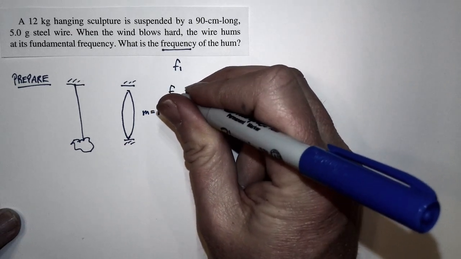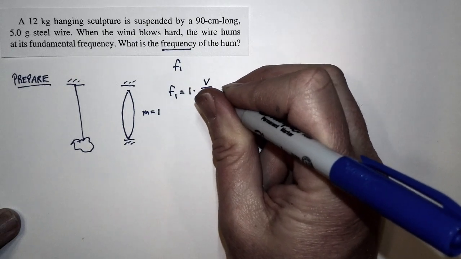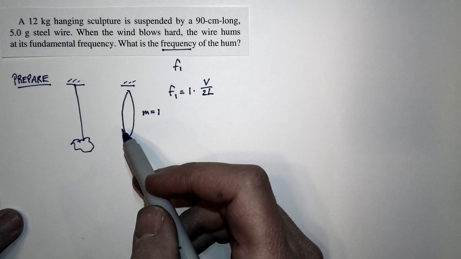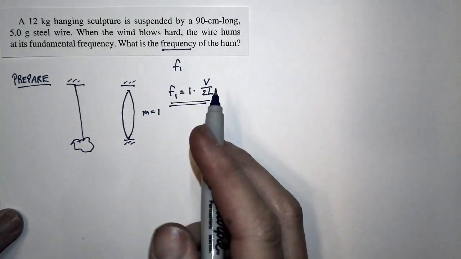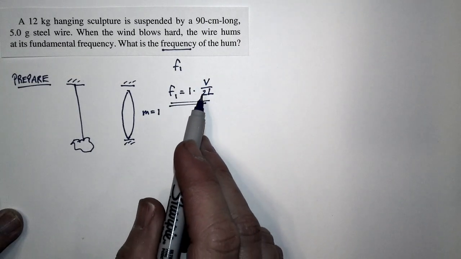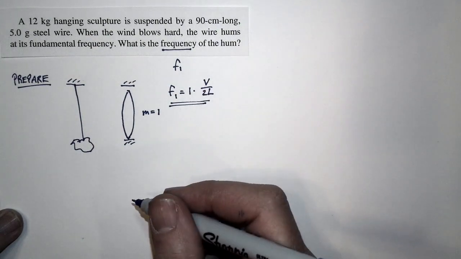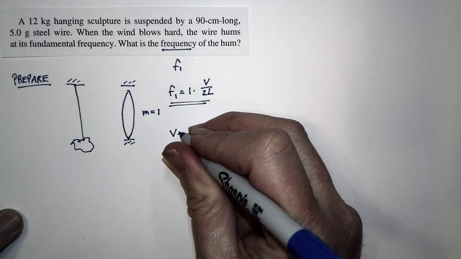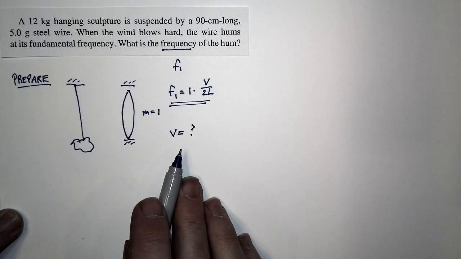It's just this. F1 is equal to 1 times V over 2L. That'll be the frequency of the hum. Now you'll get the other harmonics as well, but this will be the pitch that you perceive the hum at. It'll be that frequency, just V over 2L. Now L is the length of the wire, which is known. So really, what this problem reduces to is finding V. What is V equal to?